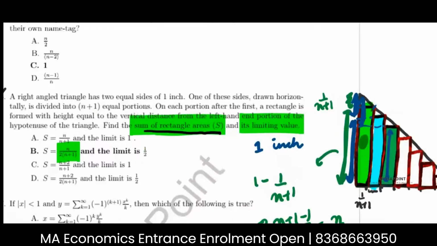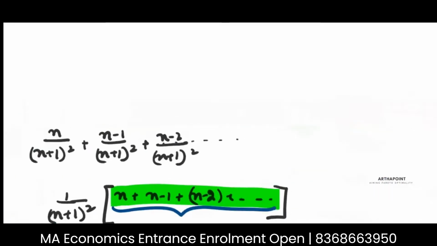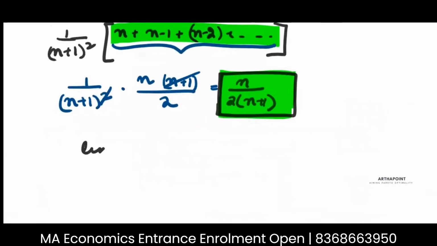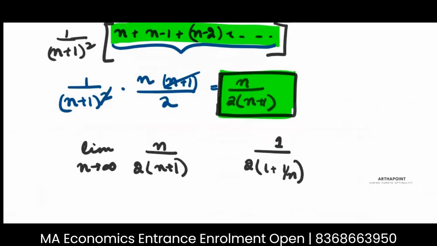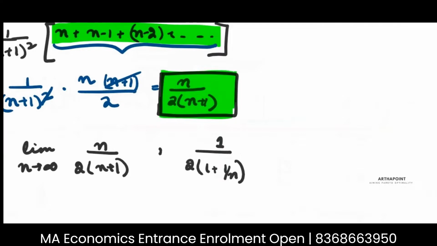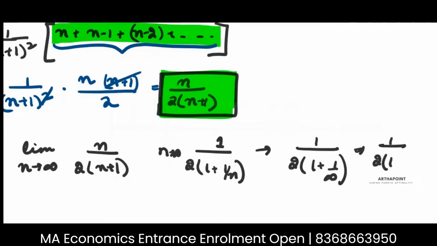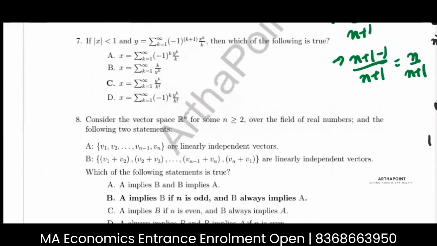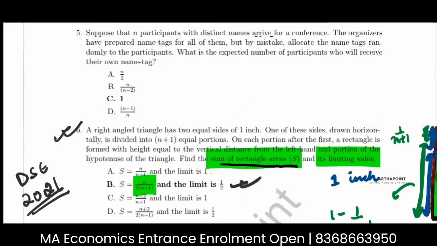But let's find its limiting value also. So to find the limiting value, it's very simple. I will say let limit n tends to infinity, n upon 2 n plus 1, and I will divide numerator and denominator by n. So I will get 1 upon 2, 1 plus 1 by n, and now I will just approach this to n tends to infinity. So it will be 1 upon 2, 1 plus 1 by infinity. Anything by infinity is 0. It will be 1 by 2. So its limiting value will be 1 by 2. So the answer to this question is B.